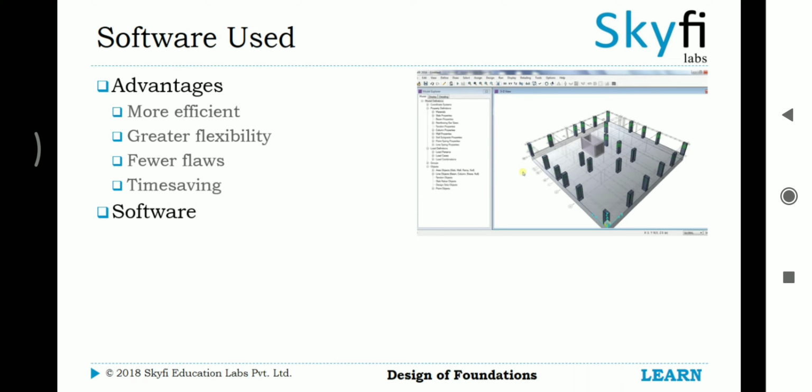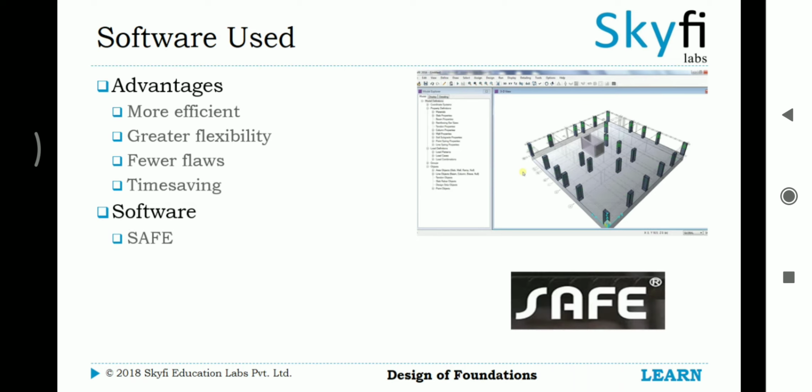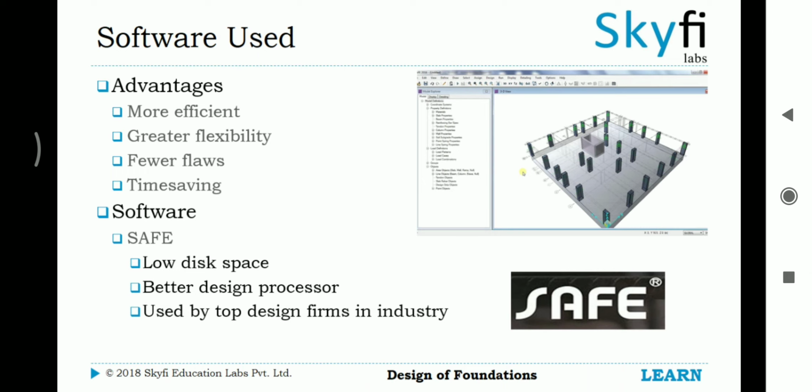The software that you are going to use in this course is SAFE. The reason SAFE is preferred is because it requires less disk space in your computer system compared to others. They have a better design processor, which helps in running structural design efficiently. They also have comprehensive provisions for the design codes, integrated in the software. It is for these reasons that SAFE is used by top design firms in the construction industry. Most importantly, SAFE has a free-to-use evaluation version, which is beneficial for students to learn it without having to pay for licensing.